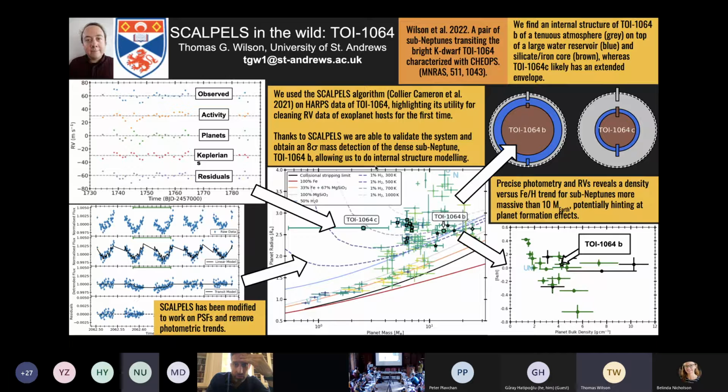us to obtain some very confident mass and radius detections for these planets, such that we could go ahead and do internal structure modeling, which you're seeing in the top right, that helps us to well characterize, especially planet B in this system. For everything, we then looked at the massive dense sub-Neptunes and seemed to find a subtle trend between planet bulk density and metallicity, which could hint at planet formation effects.